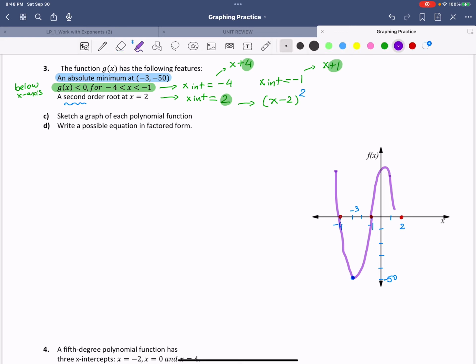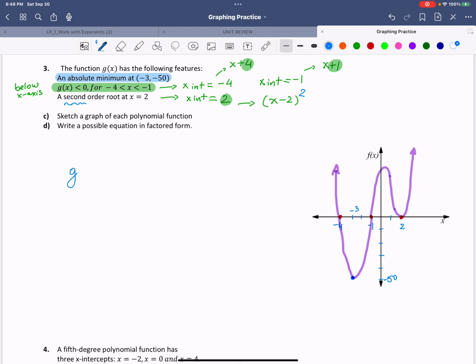And not only that, but when we come closer to x equals 2, which is the second root, we have to make sure that we approach in such a way that we're able to make a nice smooth turn in there because we have a turning point. So this would be a possible graph of this polynomial function. And it seems like a fourth degree polynomial.